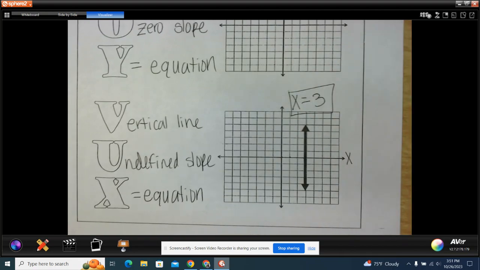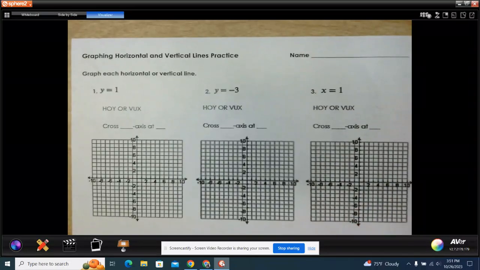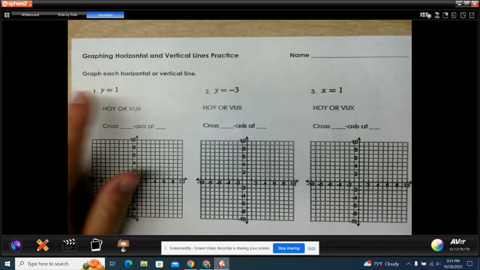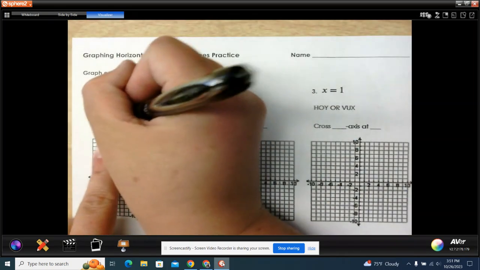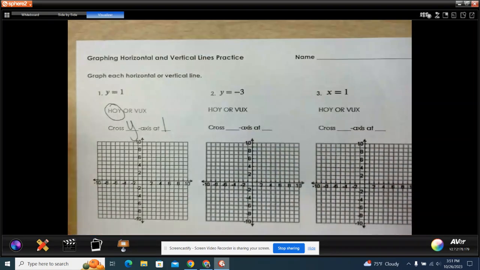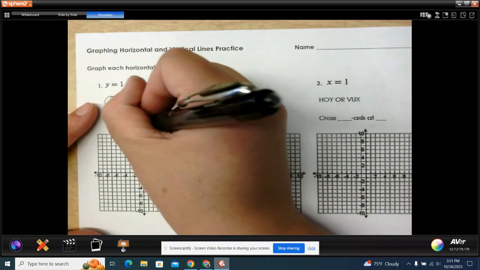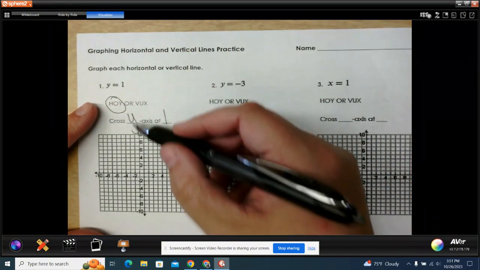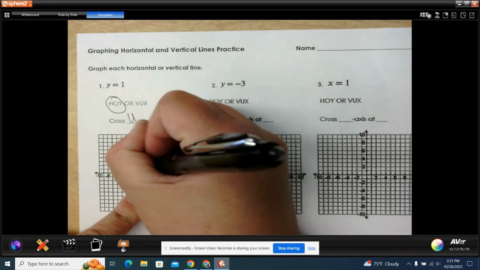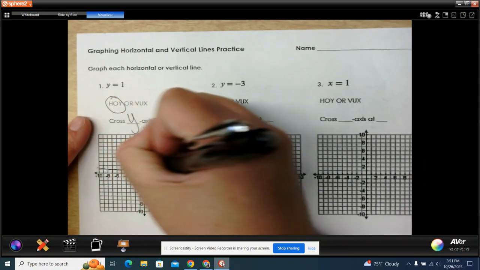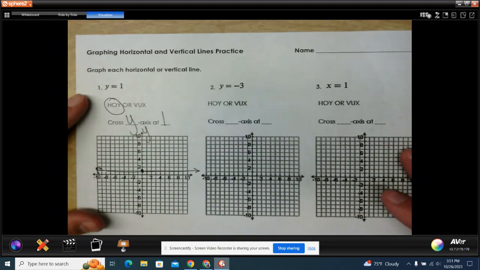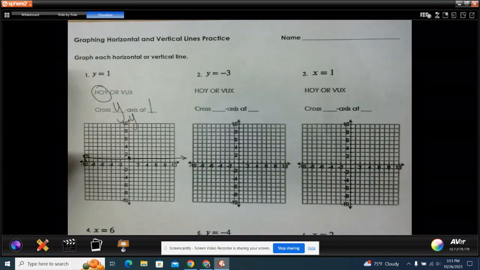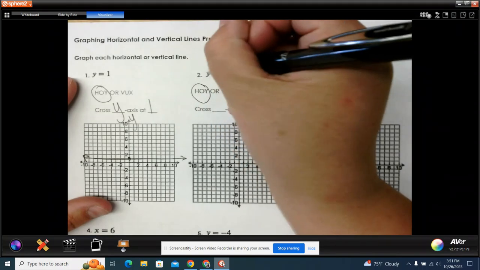All right, so let's look at some other examples. So for number 1, it says y equals 1. So this is going to be a HOY, and it's going to cross at the y-axis at 1. So your y-axis is the one that goes up and down. So we're going to find positive 1, and then we'll draw a horizontal line at 1. All right, number 2. This one is also a HOY because it is y equals.